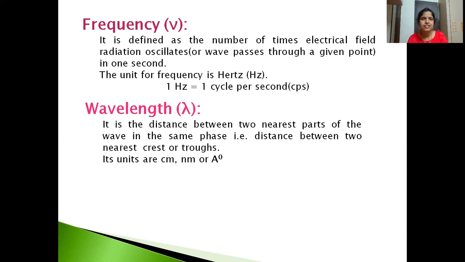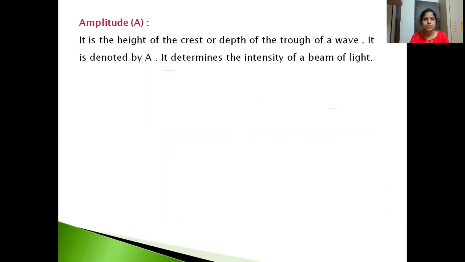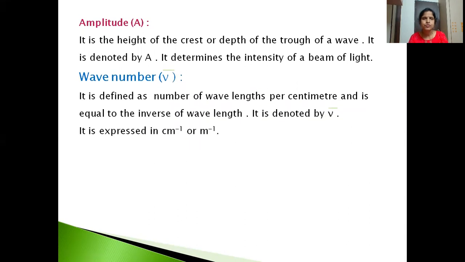Then wavelength. Wavelength is the distance between two nearest crests or troughs. You can see this is the waveform of the light. It has a crest, and it goes down, this is the trough. Wavelength is the distance between two crests, or we can also take the distance between two troughs. Wavelength is measured in centimeters, nanometers, or angstroms. Then what is amplitude? Amplitude is the height of the crest or the depth of the trough. The greater the amplitude, the greater the intensity of the beam of light.